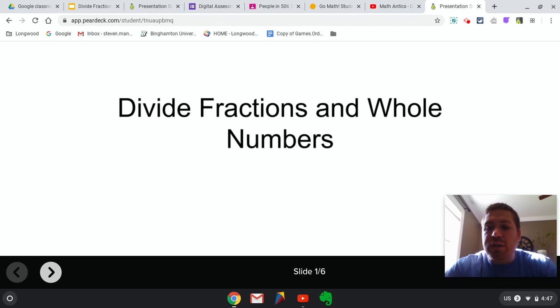Normally we would start with pictures. I find it really difficult to do pictures with this not being in school, because otherwise we'd be using some little manipulatives and things like that. So you don't have those materials. So we're going to move right to the algorithm today.